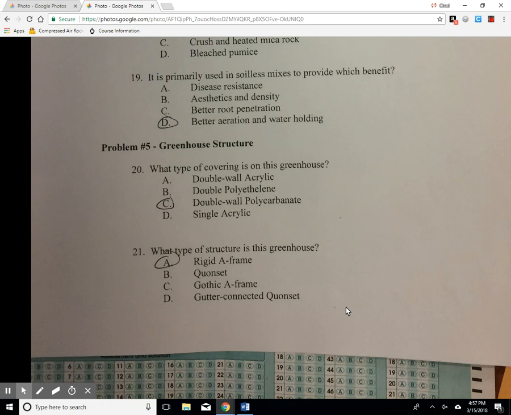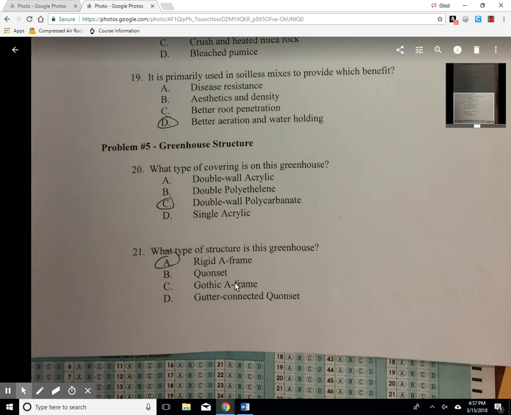And then what type of structure is the greenhouse? A rigid A-frame. So that just means, if you were drawing a house as a little kid, it goes straight up and then peaks. Ours would be kind of a Gothic A-frame, is what the greenhouse that we have at the school is.